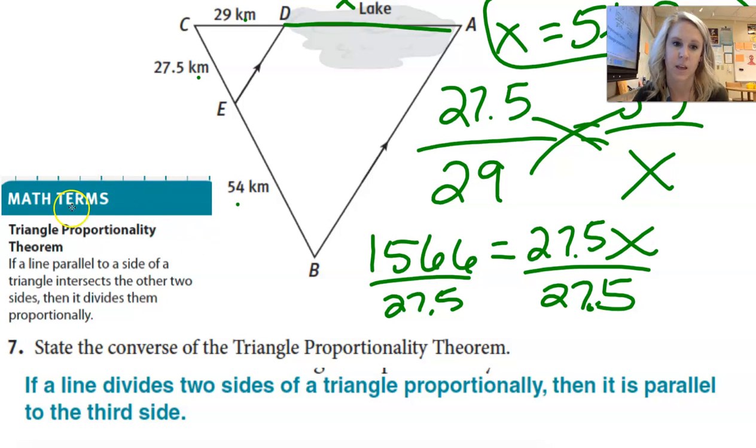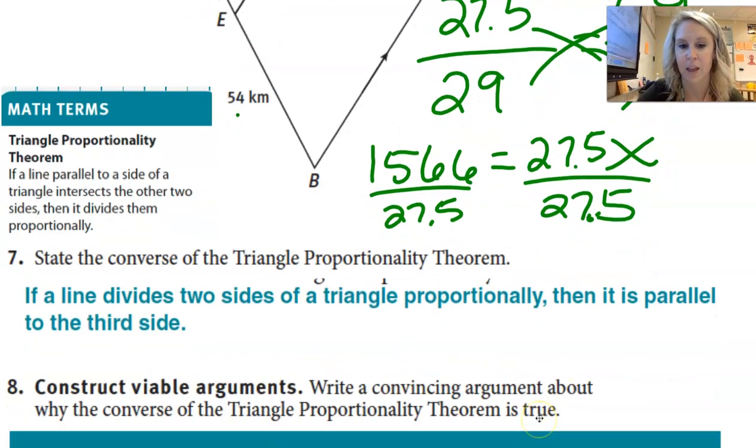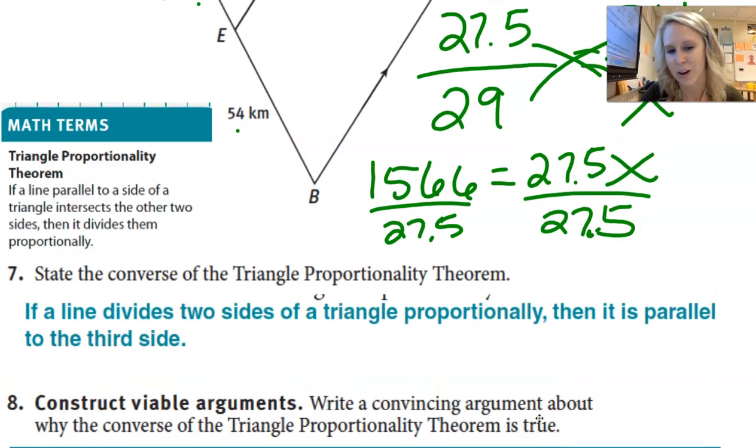So again, the triangle proportionality theorem, I copied this from the previous page. If a line is parallel to the side of a triangle intersecting the other two sides, then the lines are going to divide them proportionally. The reverse of that is if a line divides two sides of a triangle proportionally, then they are parallel. And we're going to skip number 8 because I don't want to write a convincing argument right now.